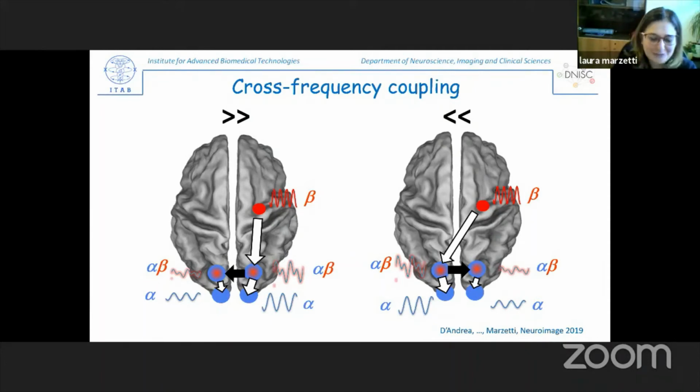Sorry, it's difficult also for me to put together all of this. But the nice thing of this was that this was somehow consistently modulated with the side of attention and with the hemisphere. So where you see the larger arrow, that means that in that hemisphere, for the attend right location, we had a larger effect for this coupling.